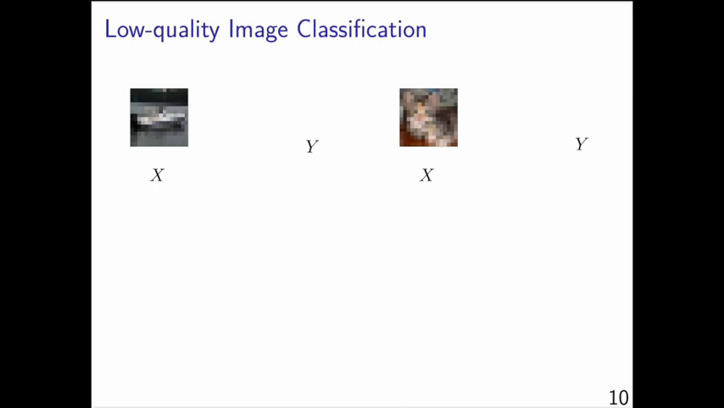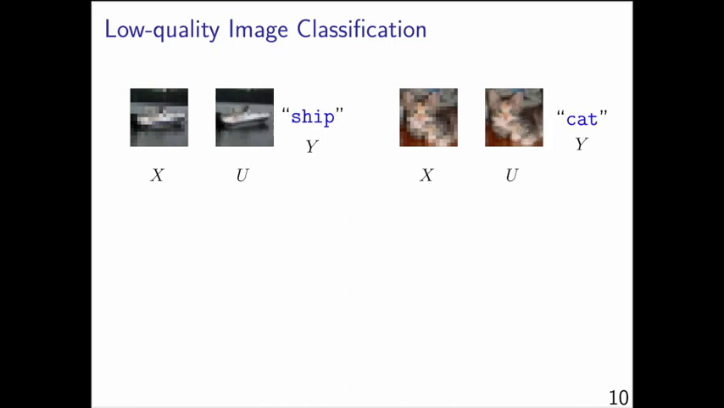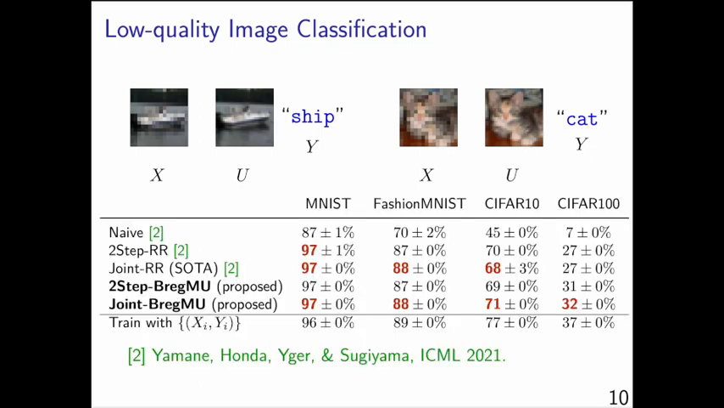In this experiment, the task is to predict a class label Y of a low-quality image X. However, because of the low quality of images, labeling process in the training data collection can be difficult. This labeling process can be made easier for higher quality images. We assume that we already have labeled higher quality images and pairs of low quality and higher quality images. We compare the proposed methods two-step Breg-MU and joint Breg-MU with three existing methods, naive, two-step double-R, joint double-R.